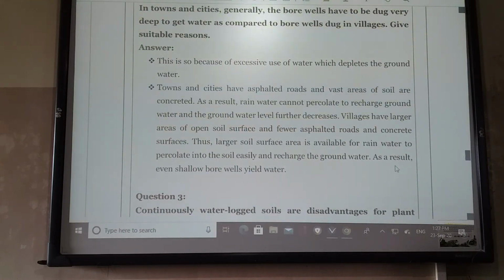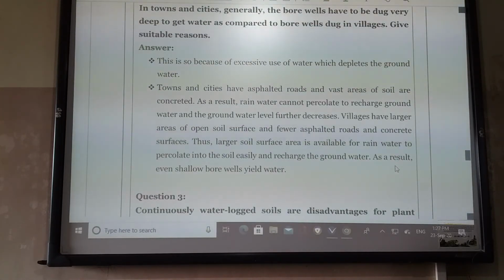Towns and cities have asphalted roads, and vast areas of the soil are concreted. If you observe towns and cities, a vast area of the soil is concreted. As a result, rainwater cannot percolate and recharge the groundwater, and the groundwater level further decreases.